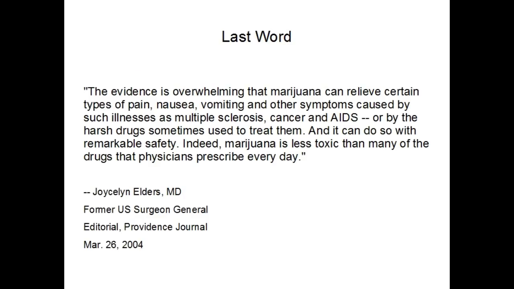One last word from Jocelyn Elders, former U.S. Surgeon General. The evidence is overwhelming that marijuana can relieve certain types of pain, nausea, vomiting, and other symptoms caused by such illnesses as multiple sclerosis, cancer, and AIDS, or by the harsh drugs sometimes used to treat them. And it can do so with remarkable safety. Indeed, marijuana is less toxic than many of the drugs physicians prescribe every day.